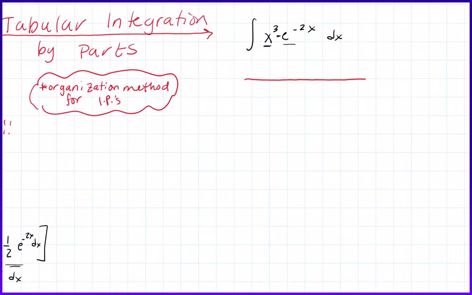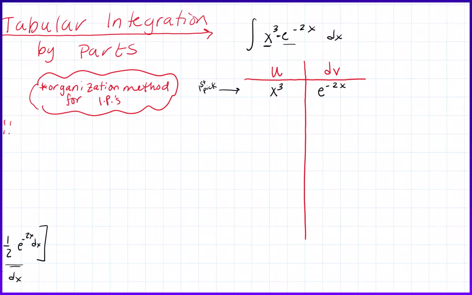We create a table, and down the first column, we put u. And down the second column, we put dv. So on the very first line, just like we would normally do, this is our first pick of u and dv. So we pick x cubed and we pick e to the negative 2x. So there's our u and our dv.